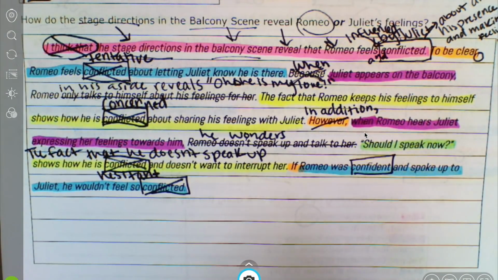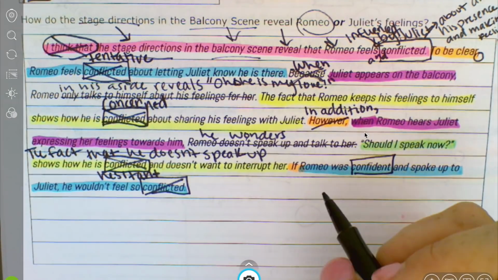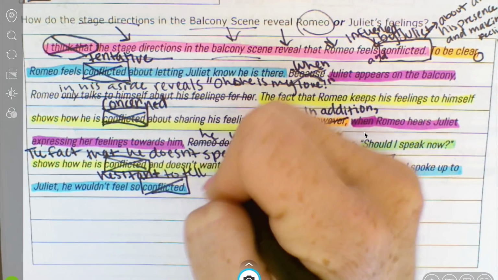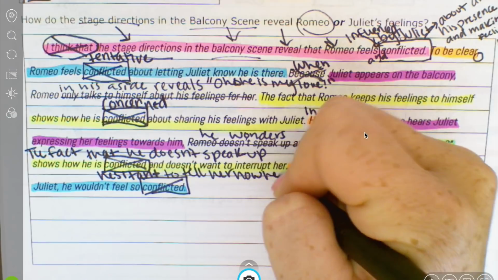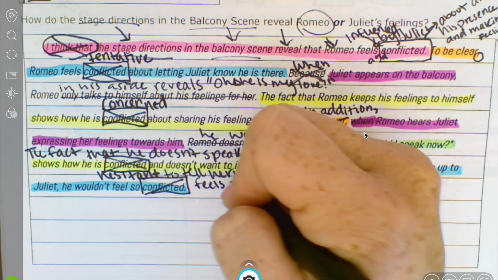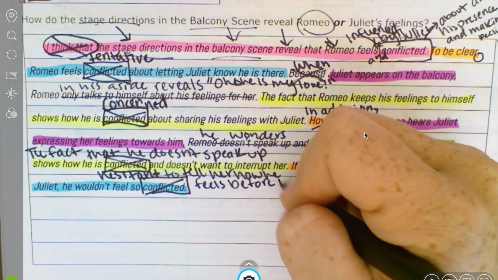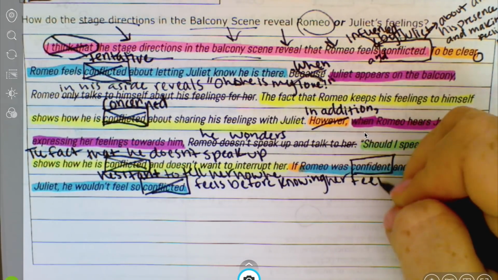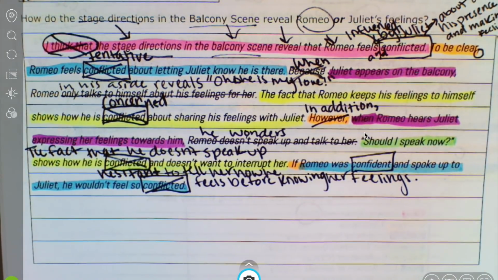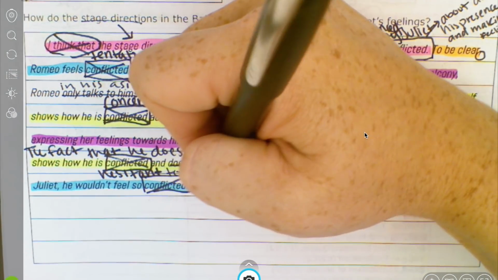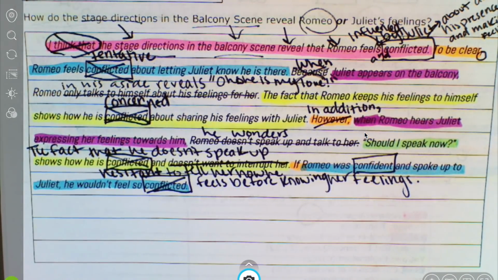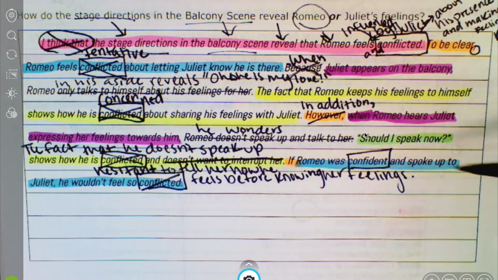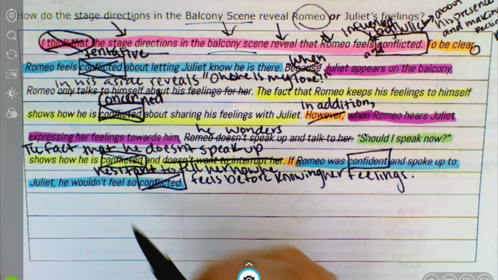So I'm going to say, and he doesn't want to speak up, so he's hesitant to tell her how he feels before knowing her feelings. Okay? And I can end that there. I'm going to get rid of this doesn't want to interrupt her. Then I have my if, which is perfect. So I'm going to say if he was confident, that's good, because if he was confident, he would have spoke up to Juliet. He wouldn't feel so conflicted.